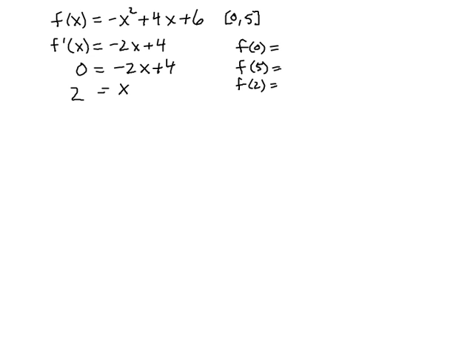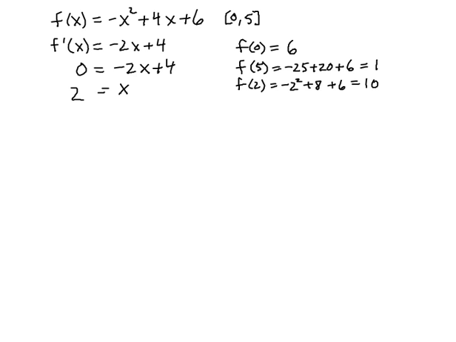Evaluating the function at 0, I get 6. Evaluating the function at 5, I'd have a minus 25 plus 20 plus 6, and that would give me 1. And evaluating the function at 2, I'll have a minus 2 squared plus 8 plus 6, and that will give me 10.